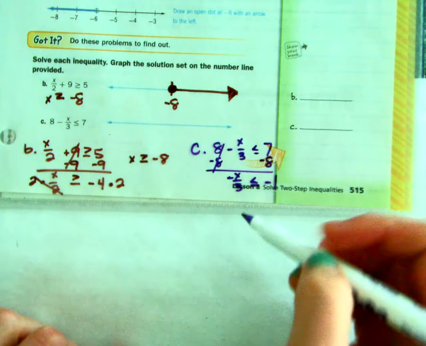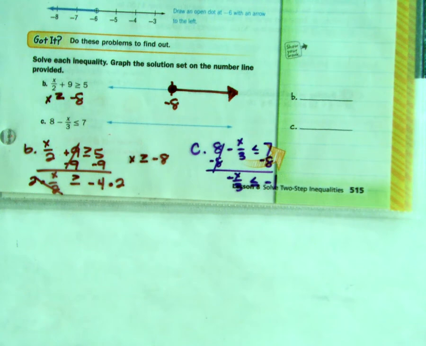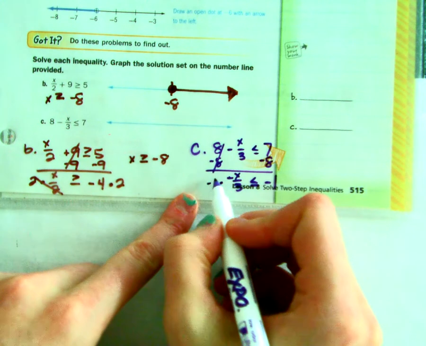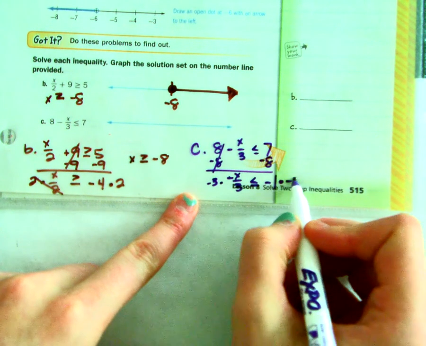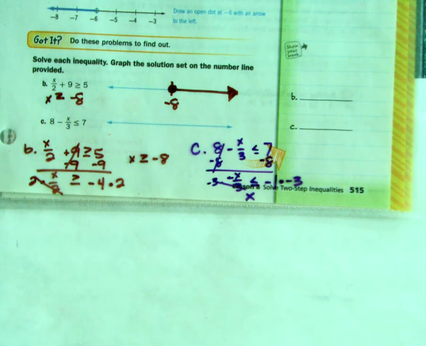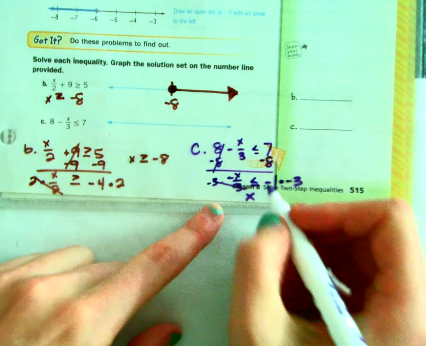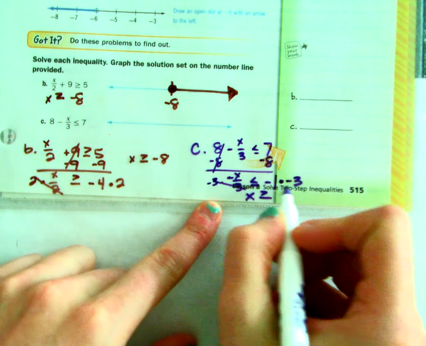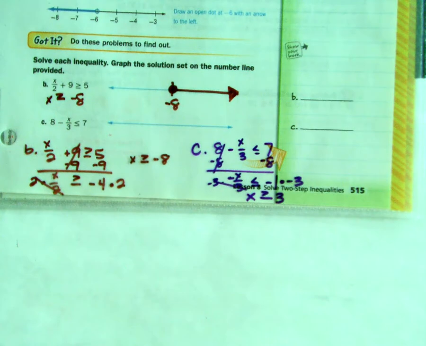I have a negative with my x divided by 3. So when I bring my 3 over, I got to bring that negative sign with it. So since I'm dividing by 3, I'm going to multiply by negative 3. So x, now we brought a negative 3 over. We're multiplying by negative 3, so we need to switch our inequality sign. So x is greater than or equal to negative 1 times negative 3 is positive 3.